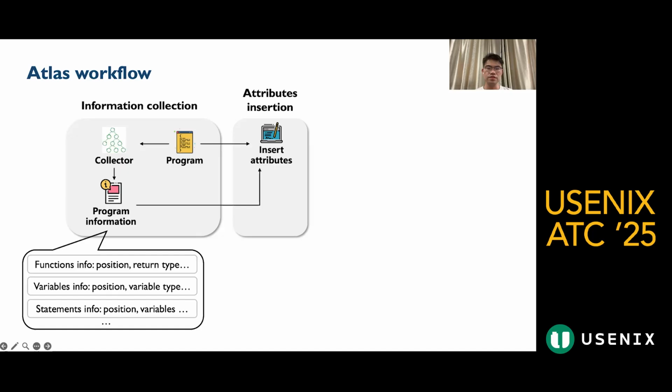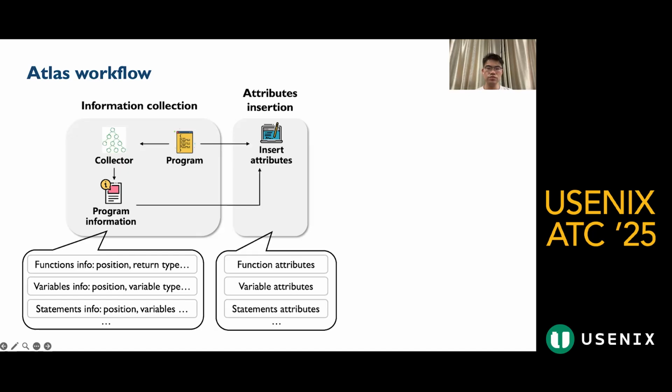Next, based on this analysis, Atlas inserts suitable attributes at appropriate locations in the code. These attributes can be applied to different parts of the code, such as function attributes, variable attributes, and even statement attributes, depending on what's most suitable for each situation.